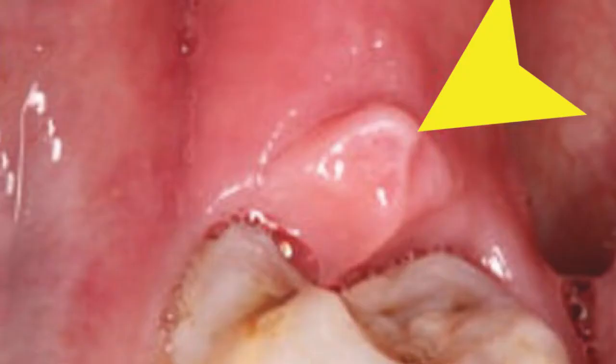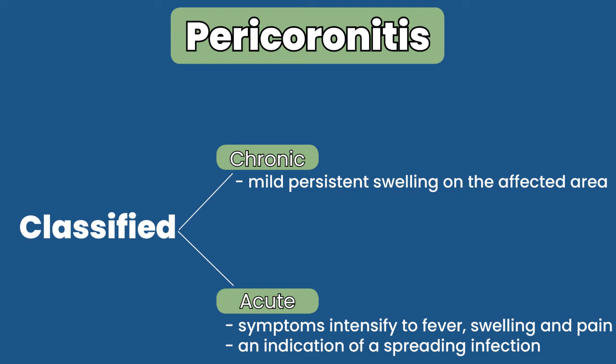So pericoronitis can be classified into two. We have the chronic pericoronitis and we have the acute pericoronitis. In chronic pericoronitis, we find that there is a mild persistent swelling on the affected area, whereas in acute pericoronitis, this is when symptoms intensify to fever, swelling, pain, and this can be an indication of a spreading infection inside the tooth.